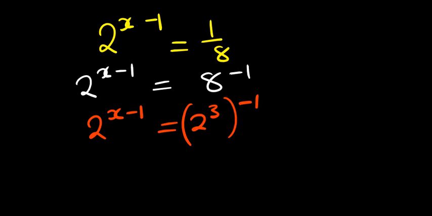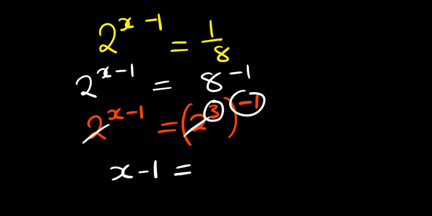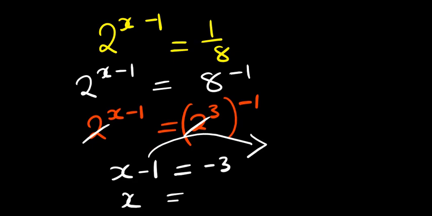So based on that, I can now cancel the bases. This one and this one, they are the same. The 2 and the 2 are going to cancel. Now what do I remain with? I've got x minus 1 is equals to, I've got a 3 that is multiplied by a negative 1. That will give me a negative 3. Then I have to put the like terms together. So x is equals to, the negative 1 when it comes to the other side, it becomes a positive.